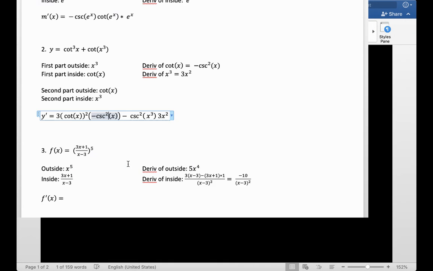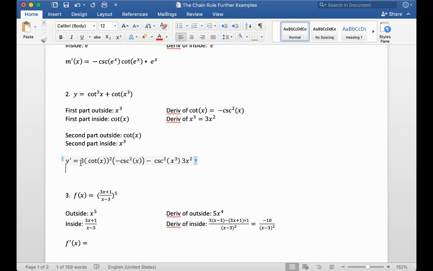So let's go over it again real quickly. The derivative of the first part is 3 times the inside function squared times the derivative of the inside function. So it's 3 cotangent squared x times minus cosecant squared x, and then plus the derivative of the second part, but I'll put a minus here because the derivative of the cotangent function is minus cosecant squared of the inside function. So I get minus cosecant squared of x cubed times the derivative of the inside function, 3x squared.